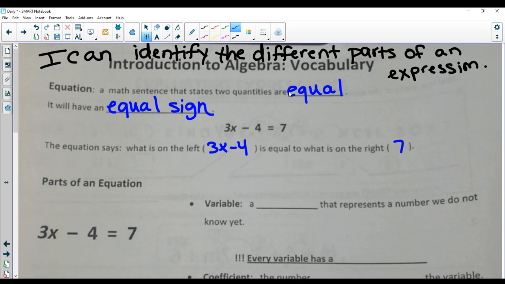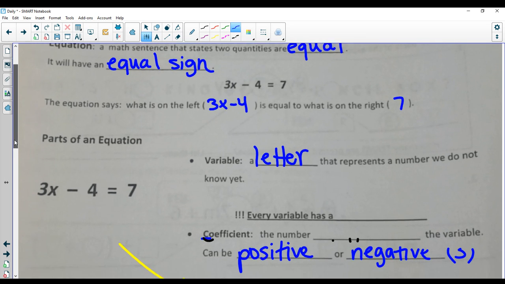The x. A variable is a letter that represents a number we do not know yet. It takes the place of a number. A variable is a letter or a symbol for something we don't know, and we try to figure out what the letter, or the variable, means.